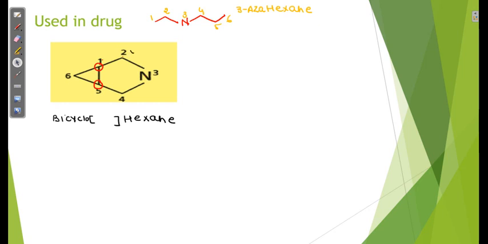So 1, 2 and 3. This is 3, this is 1, and the bridgehead is 0. But it is not completed. We have to mention here 3-aza. What does it indicate? There are 6 carbons, available in the form of bicyclo, but the third position is aza, not azo.